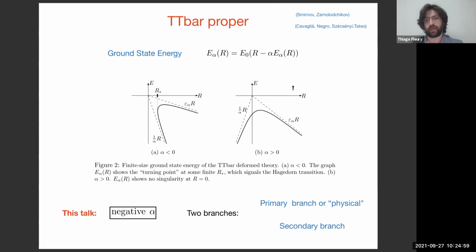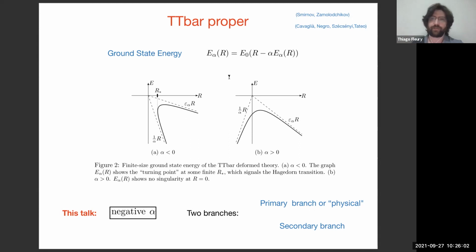Both behaviors are very unconventional, but in this talk I will mainly focus on systems that are similar to this negative alpha case, which have a critical R. You cannot go to the R equals 0 limit. In these theories you have what I call the primary branch, and there is a secondary branch. The primary branch can be said to be physical, for example, it's related to turning off this deformation, where the system goes to this primary branch. The secondary branch we don't call unphysical, but we don't know its physical properties. Maybe there is some physics behind the secondary branch. This is an open question in TTbar proper and in all the generalized TTbar theories that I'm going to discuss.